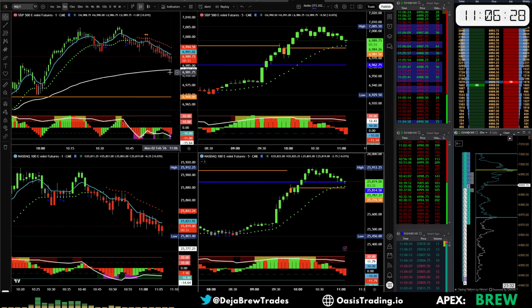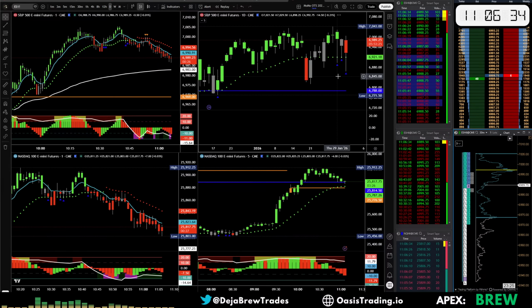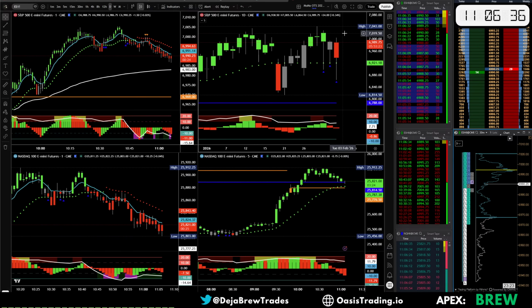Keep an eye on the trails and VWAP, basically the same level. And this goes back to exactly what I was saying earlier on the higher time frames. It's harder to be a buyer above 7,000 on the short term and the long term because of all these highs being sold.